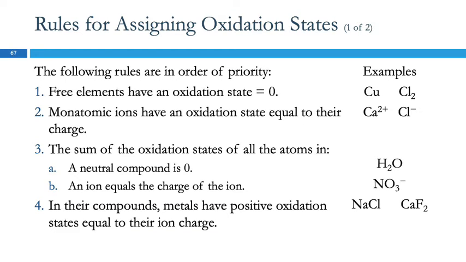If you have a monatomic ion, just a single atom like calcium 2+ or Cl-, the oxidation state is the same number as the ion charge. So here calcium has a +2 oxidation state, chlorine has a -1 oxidation state. The oxidation states of the atoms in a neutral compound or in an ion have to add up to whatever the charge is on the ion, and this is the same way it works with ion charges.